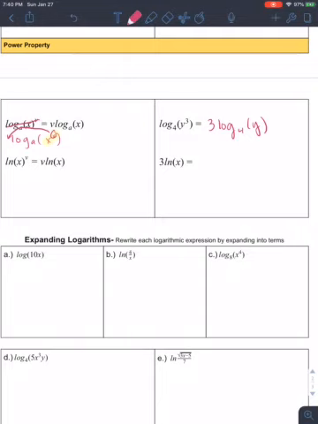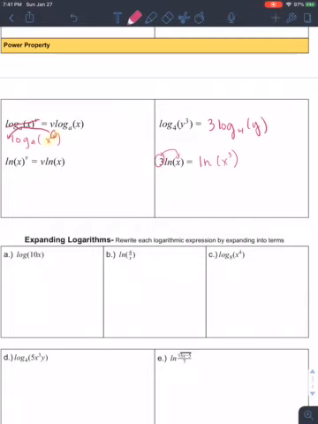Okay. The next one, 3 ln of x. If I'm multiplying the ln of x, I can move this back to raise the input to a power. So the ln of x to the third.